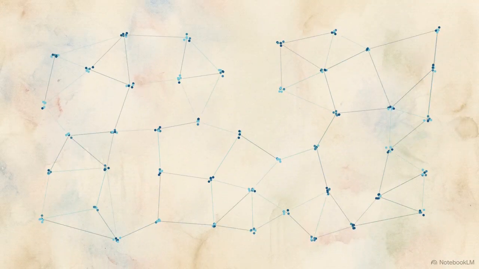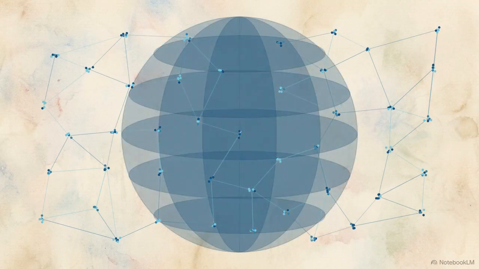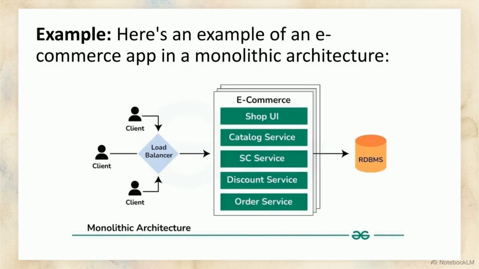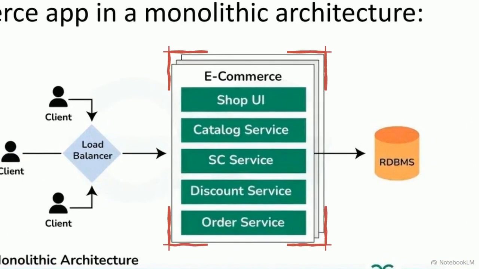It scales all the way up to web applications. Look at this diagram of a modern e-commerce app. Its layout is a direct mirror of OS design. This application is structured exactly like a monolithic kernel. It bundles the shop UI, catalog, and order services into one tightly coupled executable, sharing a single database.